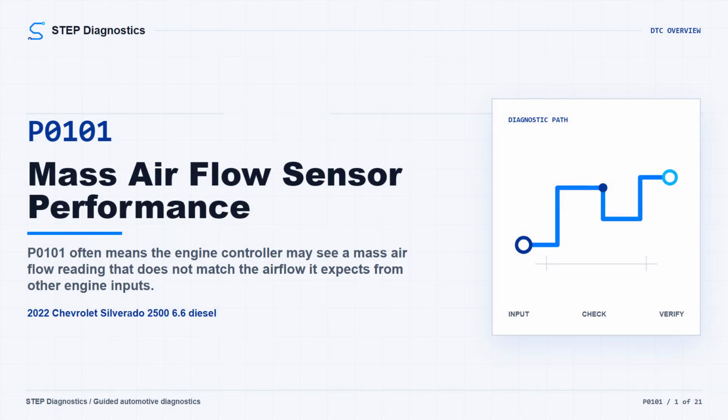On this 2022 Silverado 2500 with the 6.6 diesel, P0101 is a mass airflow sensor performance code. In plain terms, the engine controller may be seeing airflow that does not line up with what it expects from the rest of the engine data. The truck may show an emissions warning, may have drivability complaints, or may simply store the code.